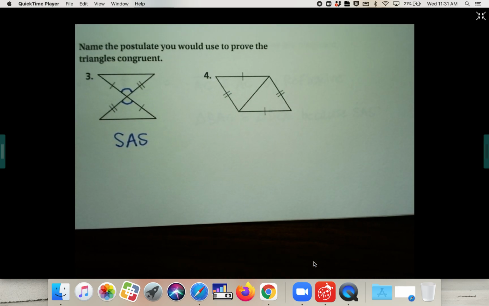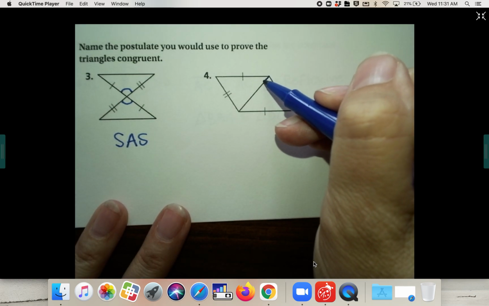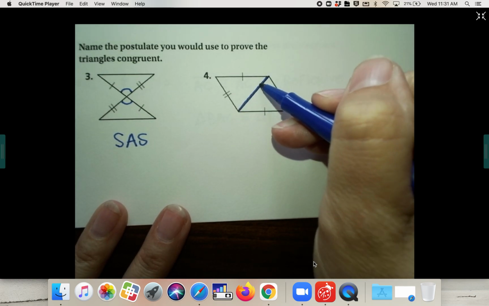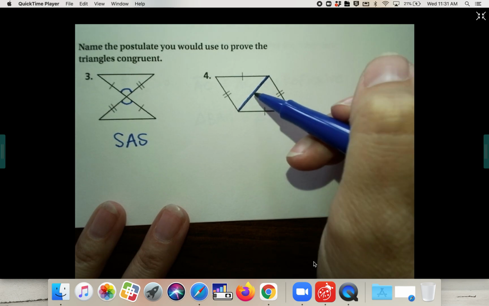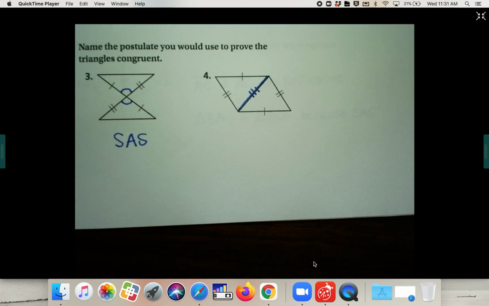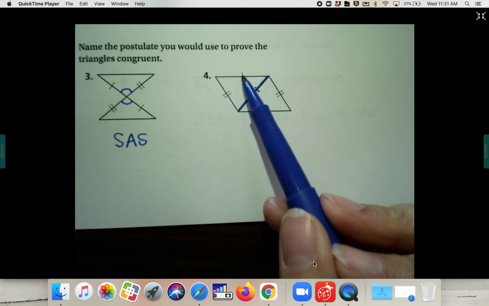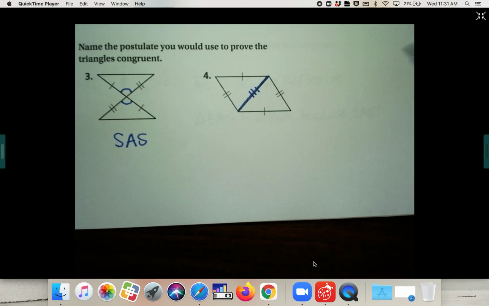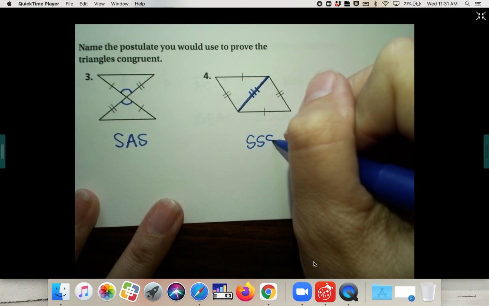And then the last one, we don't have any angles marked. But what you know is that if this side is shared with both this triangle and this triangle, then it's going to be reflexive, and it's going to be the same length in both triangles. So now we have a side, side, side, side, side, side. So this one would be side, side, side.